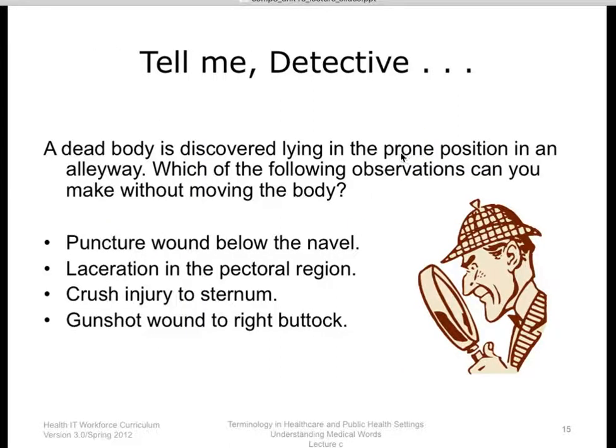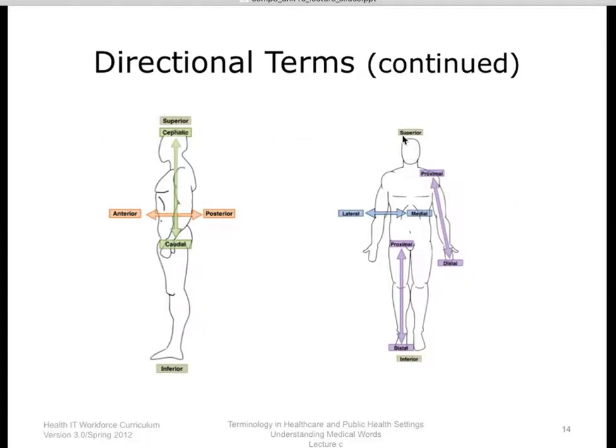Again, here we see the superior toward the head, inferior toward the feet. Your shoulder is proximal to your body. Your elbow and your hands are distal to your body. And when you are moving toward the center, you are moving medially, or it is medial to the body. As you move away, it is moving lateral or away from the body.